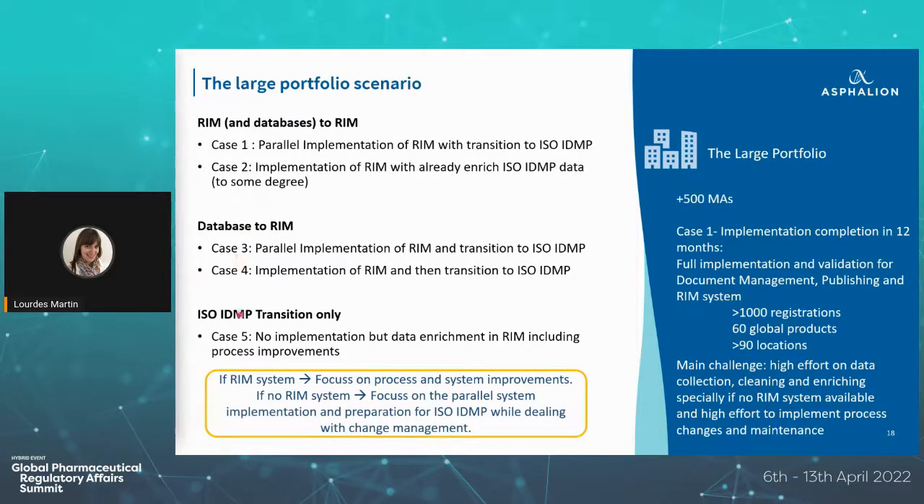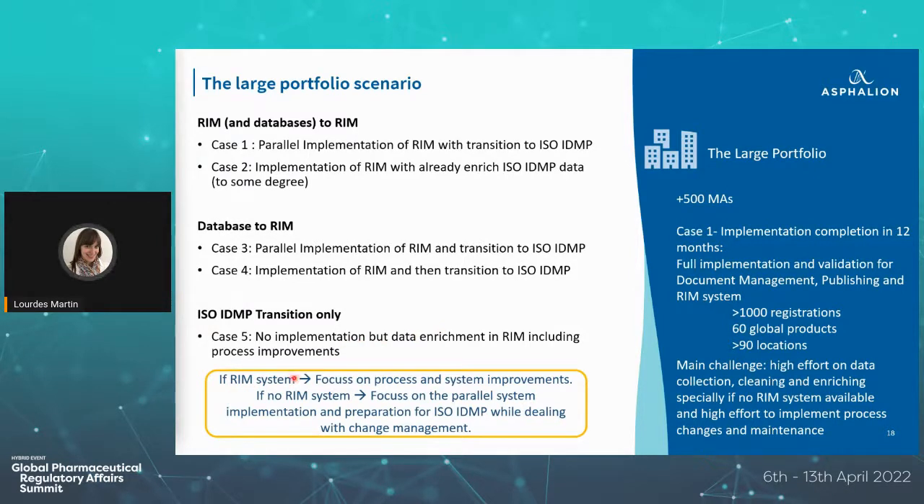So if we look at the different cases, we've seen, as before, the parallel implementation and the transition to ISO IDMP. The implementation of a RIM would already enrich ISO IDMP data to some degree. This is from a RIM and possibly other databases into a single RIM. There are also cases from databases to RIM, as we saw before: implementation and then transition, or the parallel implementation with the transition together. And also ISO IDMP transition only, so no implementation, but the data enrichment.